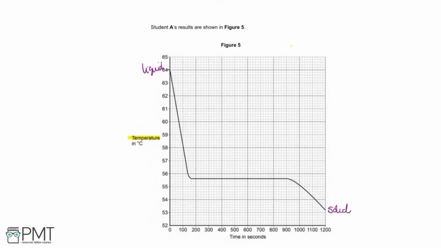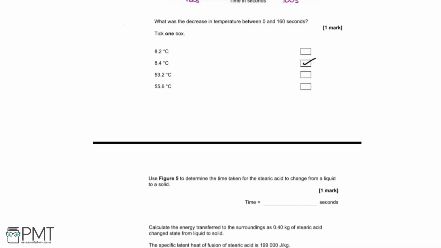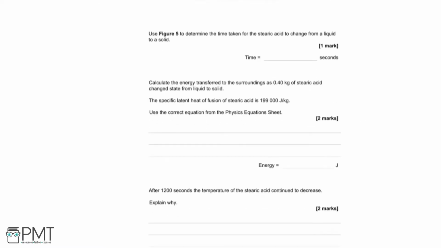We know when something changes state, there is no change in temperature. So the time period we're looking for is the time period where there is no change in temperature. So that is from this point here to this point here. So the time period is from 160 seconds to 900 seconds. So our final time period is 900 minus 160 is 740 seconds.